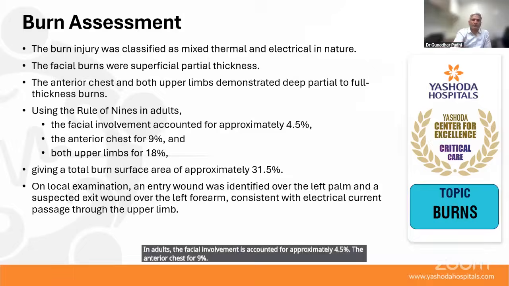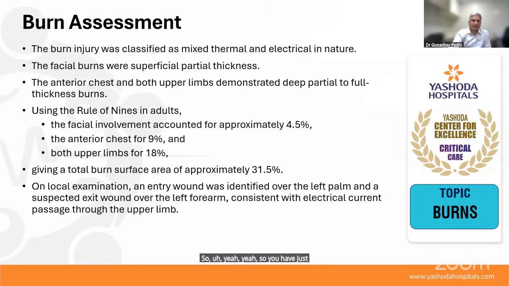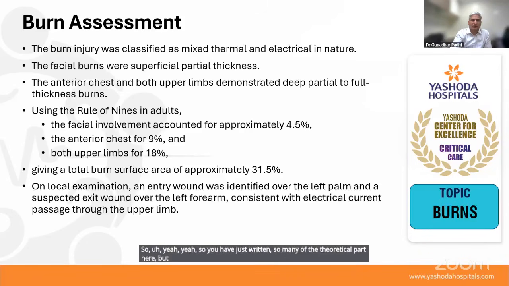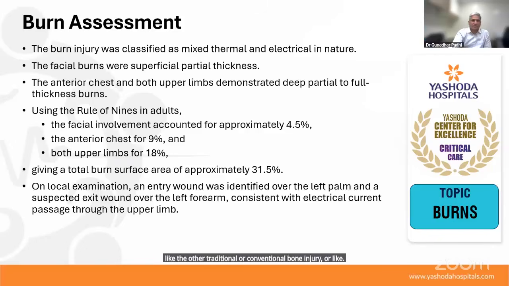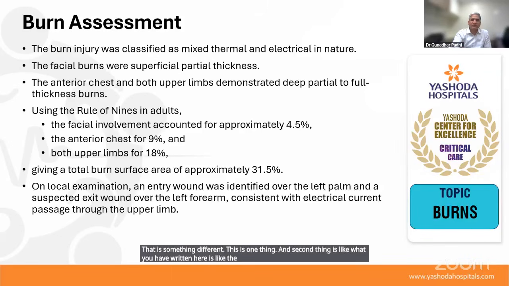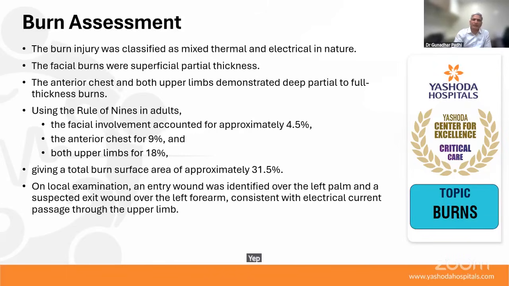So you have written many of the theoretical parts here, but let's cut the thing short. Basically, one is the assessment of the electrical burn area. Does the rule of 9 hold true for electrical injuries, or is that something different from a traditional or conventional burn injury? This is one thing, and the second thing is, what you have written here, the important thing is the entry wound and the exit wound. So how are these two things important in case of electrical injury?